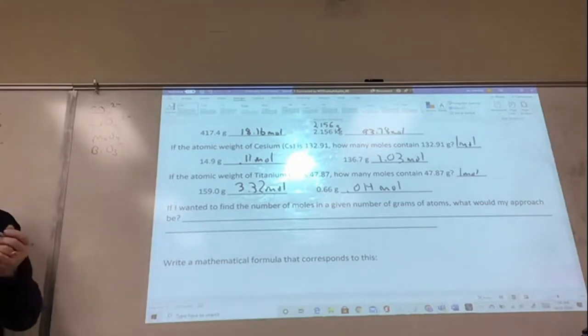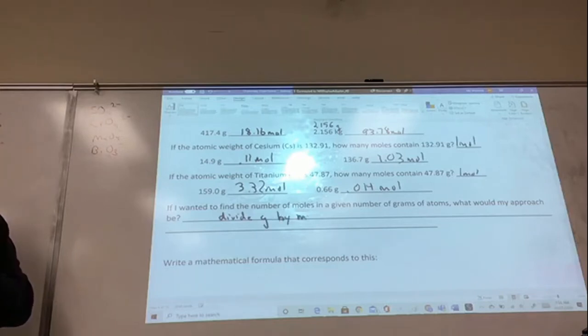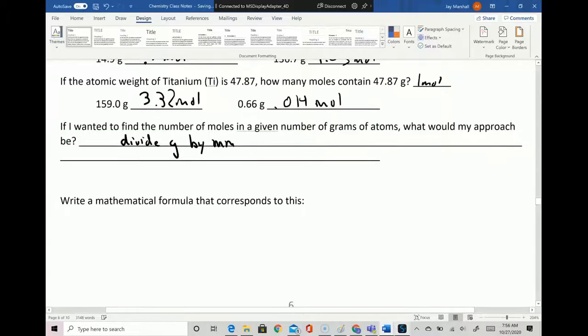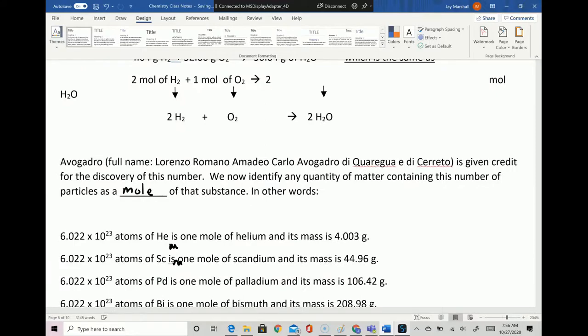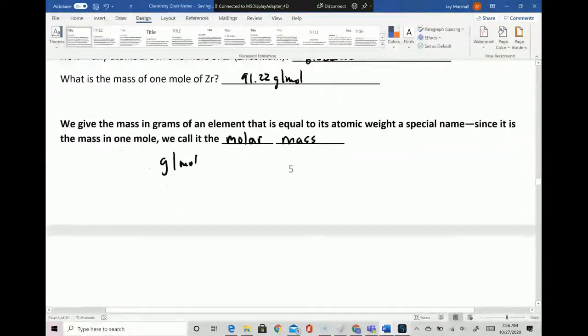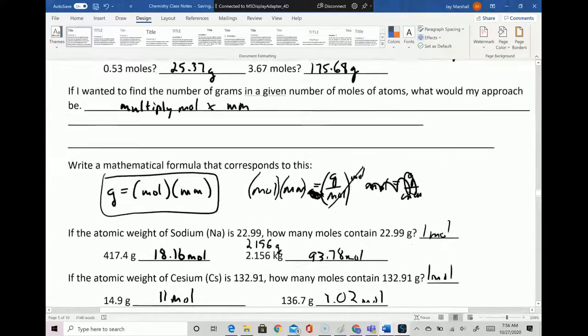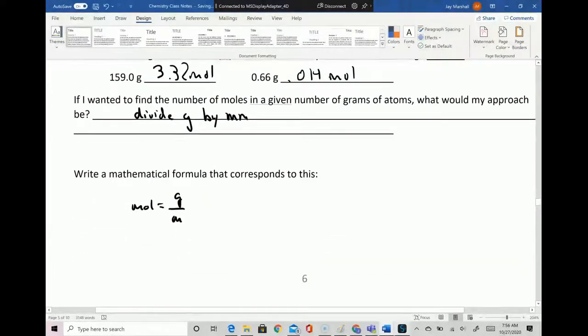So what's my approach to finding the number of moles? You divide. Divide grams by molar mass, right? And that gives us a formula: moles equals grams divided by molar mass. Okay, and again, it all comes from this formula, molar mass equals grams per mole.